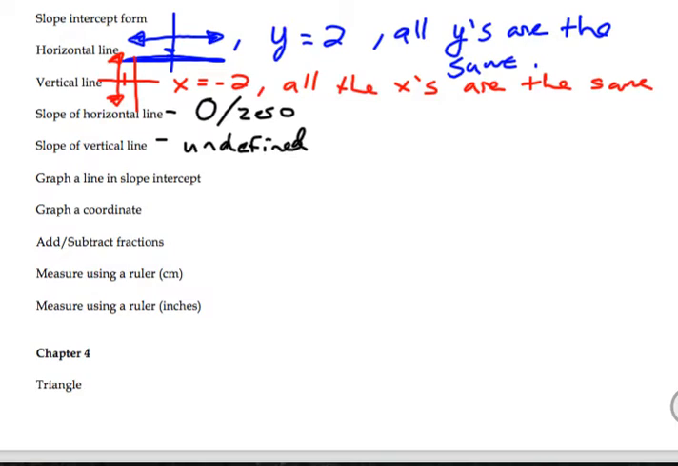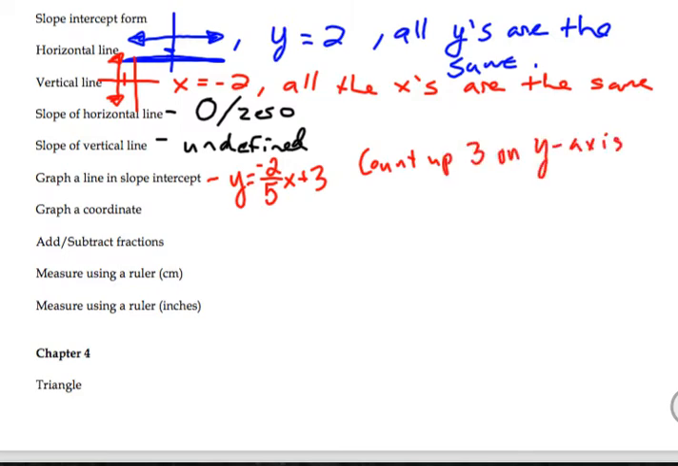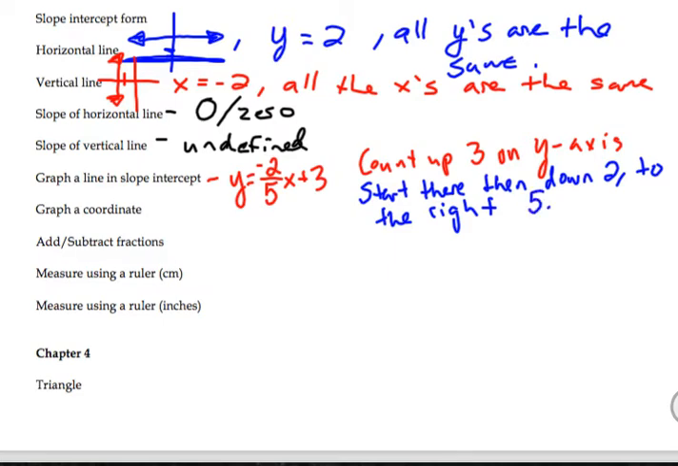So, just for practice, to graph this line, like y equals -2/5 x plus 3, count up 3 on the y-axis, start there, then down 2 and to the right 5. So that's how you're doing it.